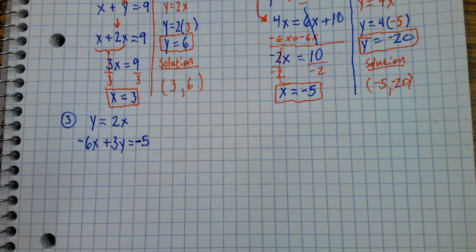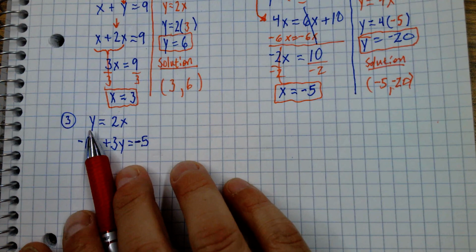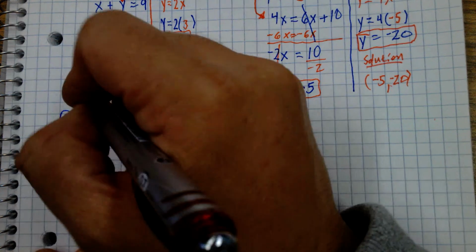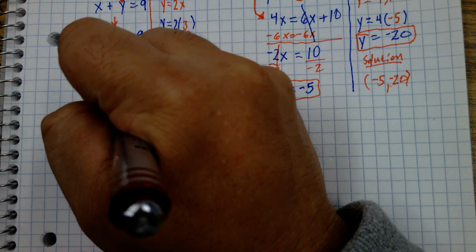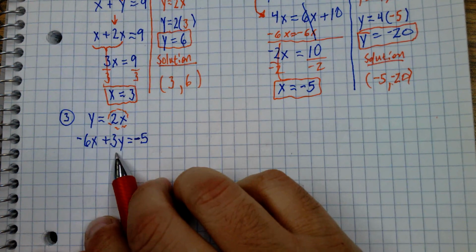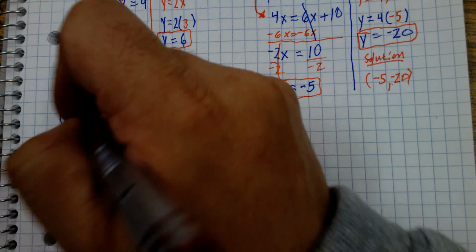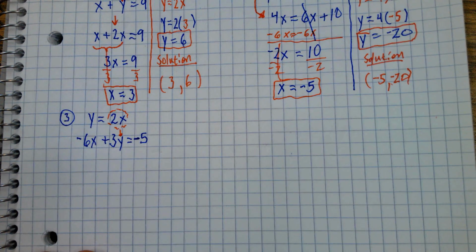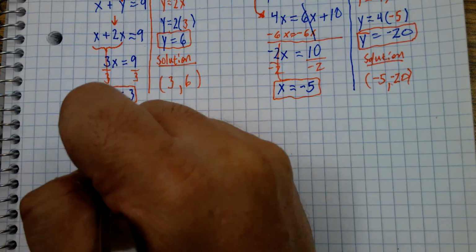All right. Let's substitute. So I already have one equation that says y equals in this case. So I'm going to replace y with 2x. You see in the second equation where it says plus 3y? Well, I'm going to replace that y with 2x. Let's see what that looks like.